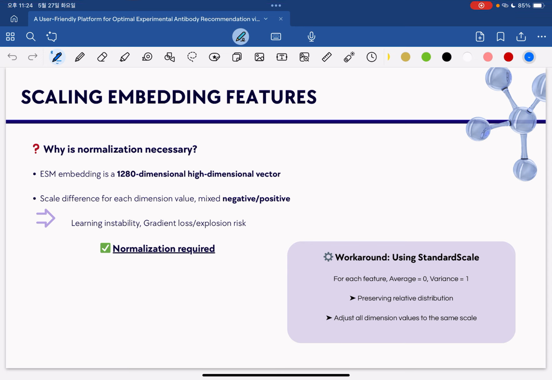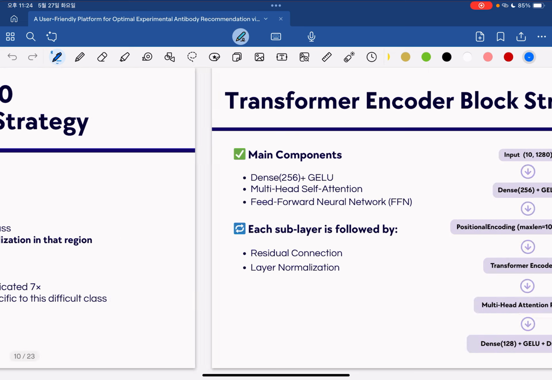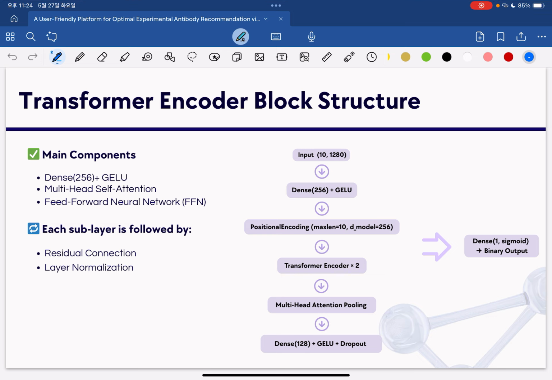ESM embeddings are high-dimensional with a wide range of values, including both negative and positive numbers, making normalization essential. So, we applied standard scaler. Samples with an edit distance of 10 are the most challenging cases, but they are relatively underrepresented in the dataset. To address this imbalance, we applied oversampling by replicating the edit distance 10 data 7 times. The current slide presents a visual diagram of the full model architecture.